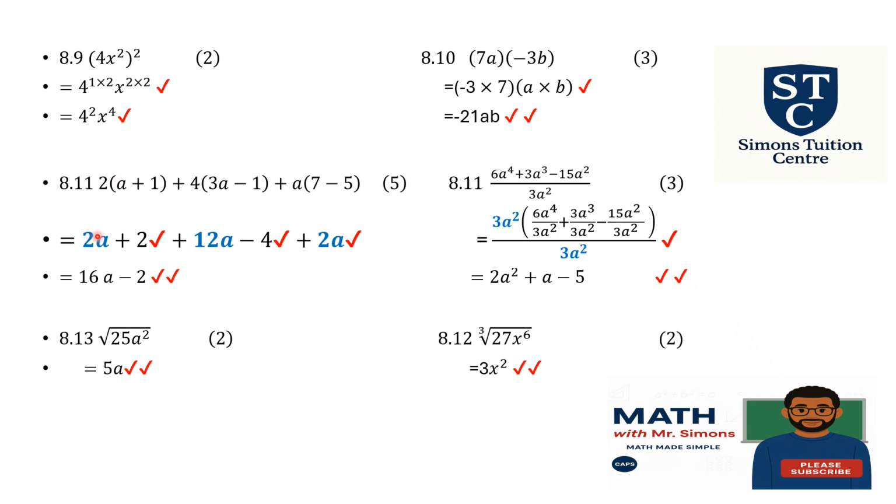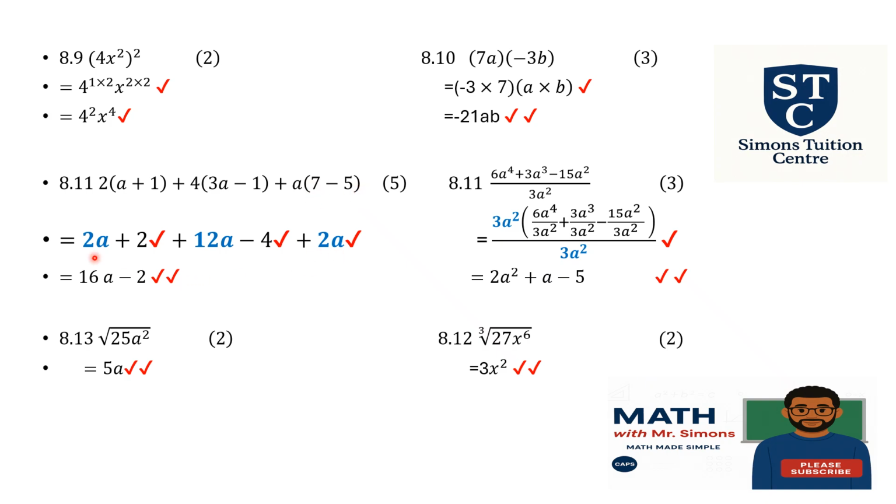Right, 8.11, so according to the distributive law, now you're testing in that problem, 2 times a, 2a. 2 times 1, 2. 4 times 3 gives me 12a. Positive times negative gives me negative. 4 times 1 gives me 4. 7 minus 5, I assume you know, is 2. 2 times a gives me 2a.